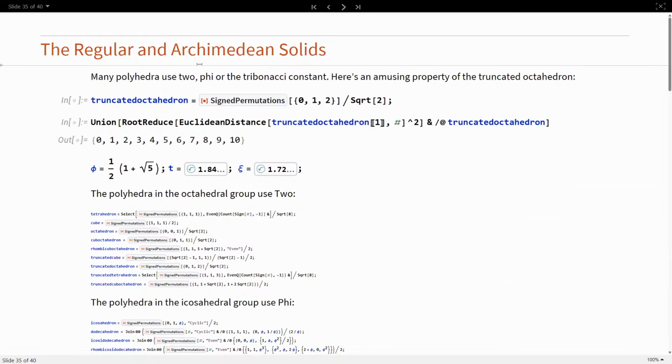Many polyhedra use 2 phi or the Fibonacci constant. So here's one weird property of the truncated octahedron. If we take a look at it and then take a look at the distances between points, the complete set of distances squared is 0, 1, 2, 3, 4, 5, 6, 7, 8, 9, and 10, which is a very strange property for a polyhedron. I don't know of any other polyhedra like it, regular or otherwise.